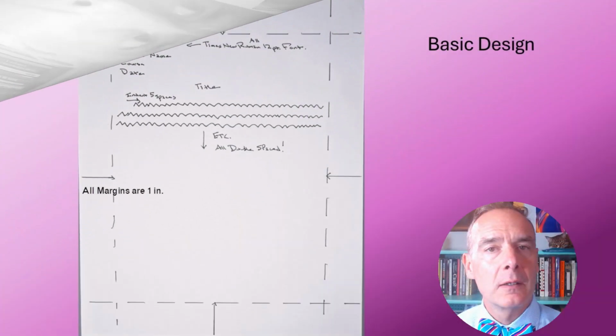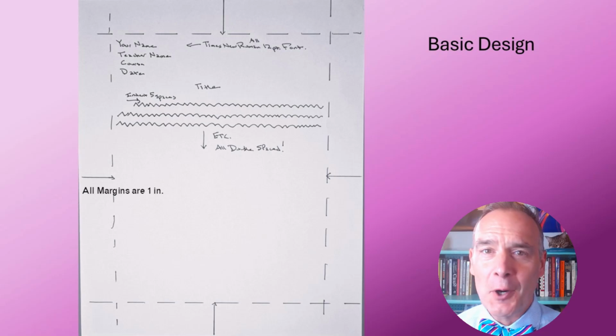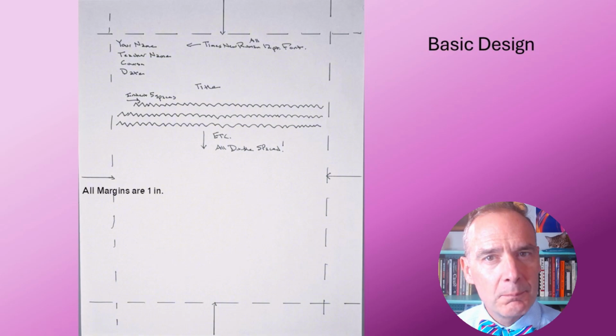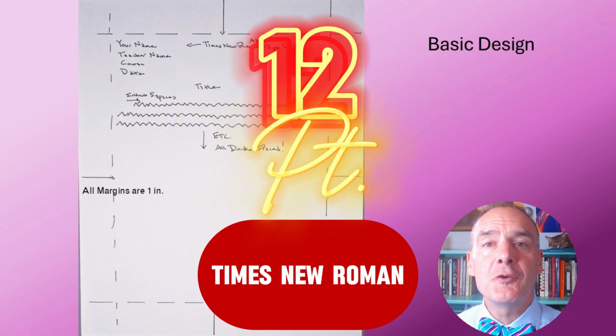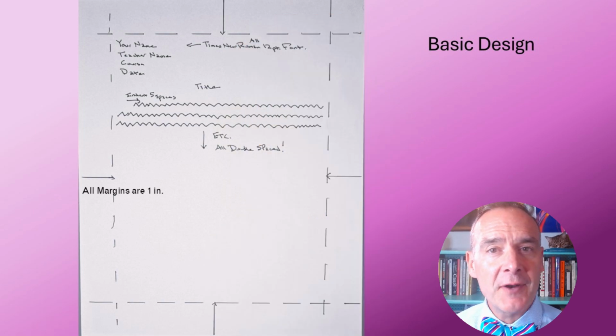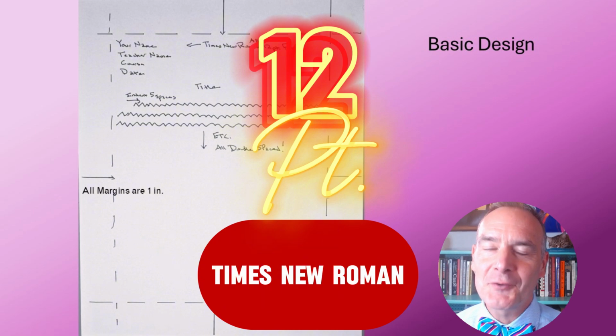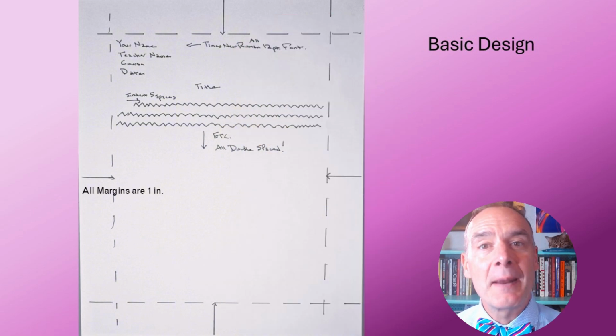First of all, you need to have 1-inch margins, top, bottom, left, and right. No other size margin is acceptable. All your font should be the same. Most of your teachers will ask you to put it in 12-point Times New Roman font. If your teacher has not specified for you, just put it in 12-point Times New Roman font. That's the default for MLA format.